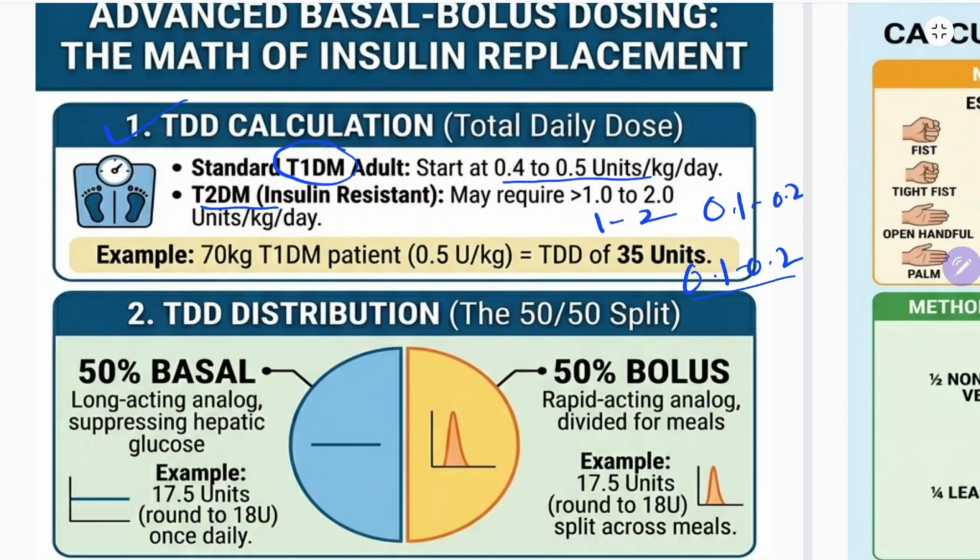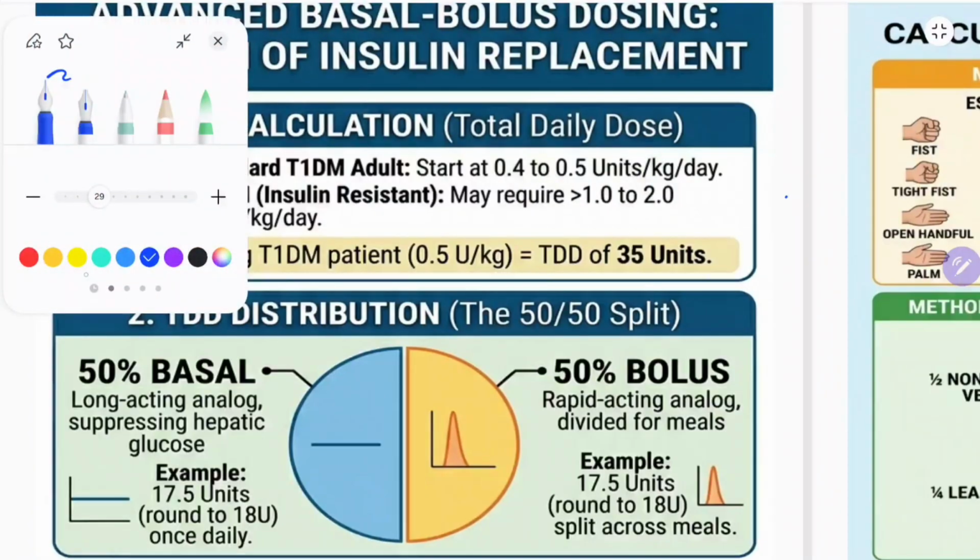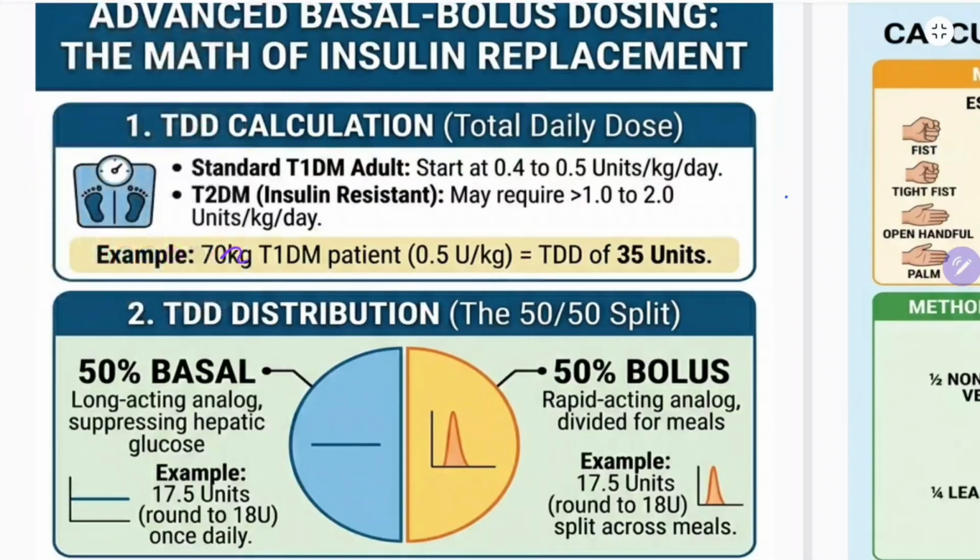So remember, for type 2 diabetes mellitus, the total daily dose is, if the patient is not taking any pharmacotherapy, then the dose is 0.5 units only. But if the patient is taking any pharmacotherapy, meaning oral drugs, then the dose is actually 0.1 to 0.2 in type 2 diabetes mellitus. So that thing you have understood. So first you will calculate the total daily dose of insulin. Okay. So for example, if the patient is weighing 70 kgs, the total dose 0.5 units per kg will become 35 units.